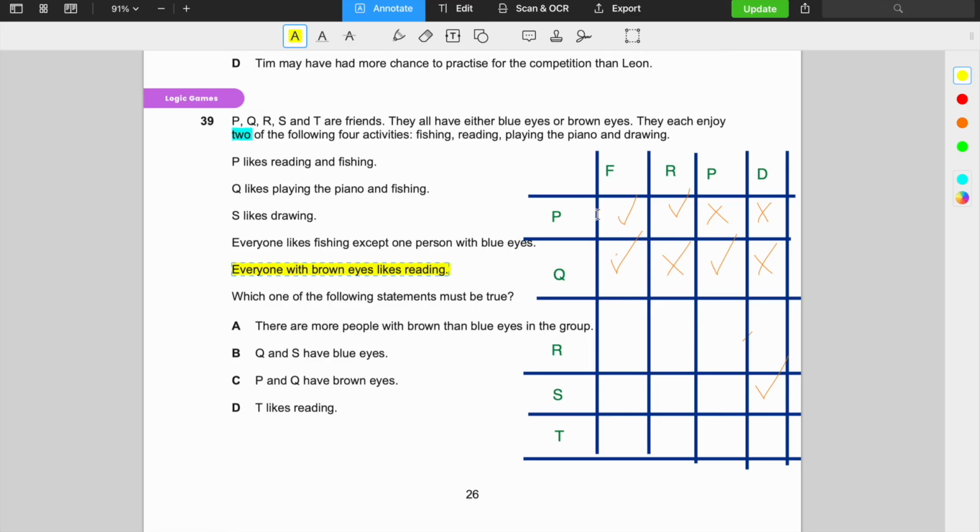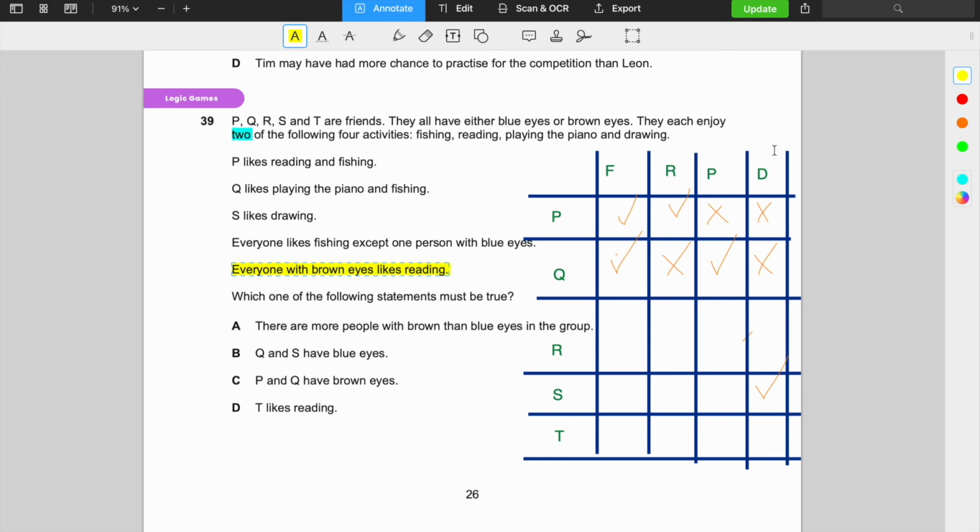That's why if we look at P, P might have blue eyes still, because P likes reading, but it doesn't mean that if you like reading, you have brown eyes. It just means that if you have brown eyes, you like reading. So P possibly has blue eyes, brown eyes, we don't know. But for Q, we know for sure that Q cannot have brown eyes because Q does not like reading. And everyone with brown eyes likes reading.